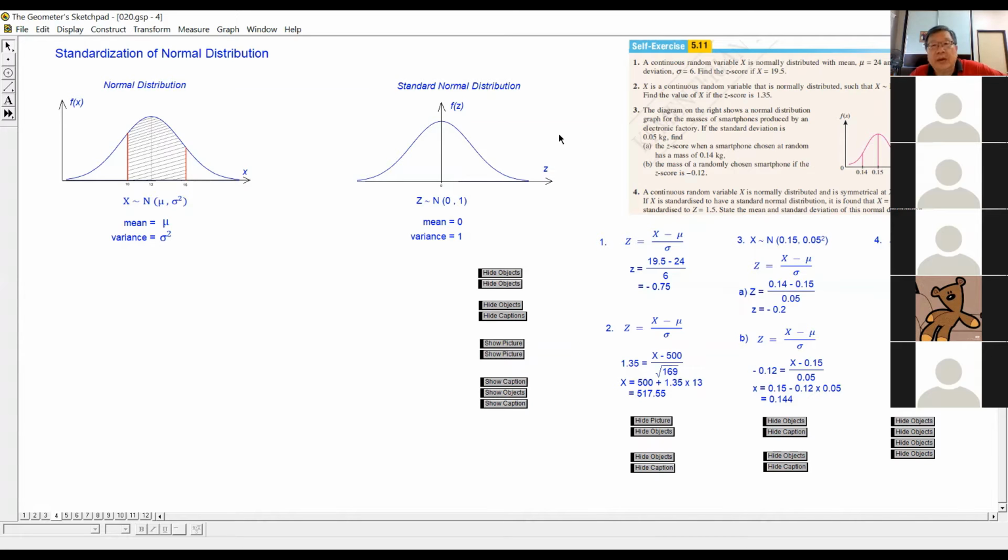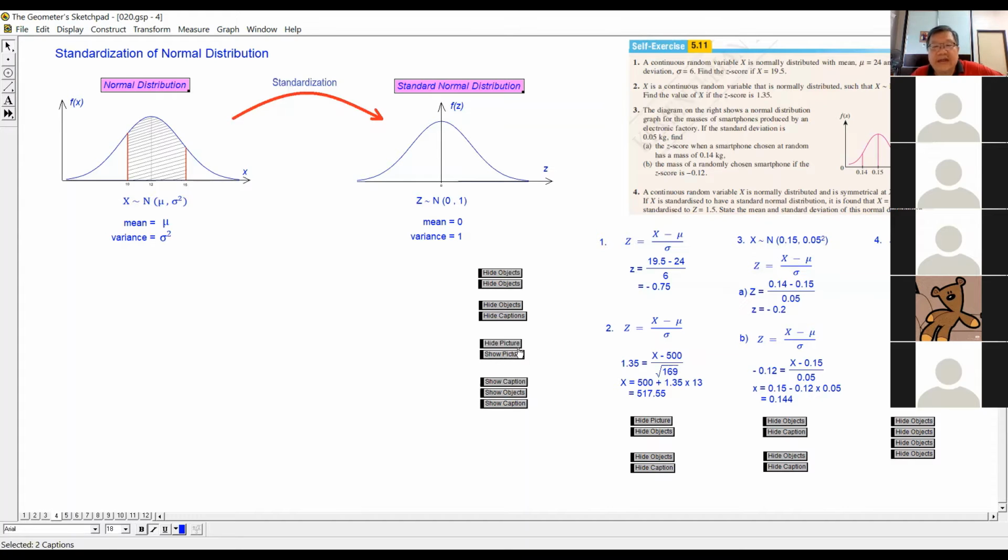Some people use the word normalization, but they say normalization is not accurate. The correct word should be standardization. So the process of converting one normal distribution to a standard normal distribution, you see the word standard here. This one is just normal distribution. So if you want to convert it to a standard normal distribution, it is called standardization.